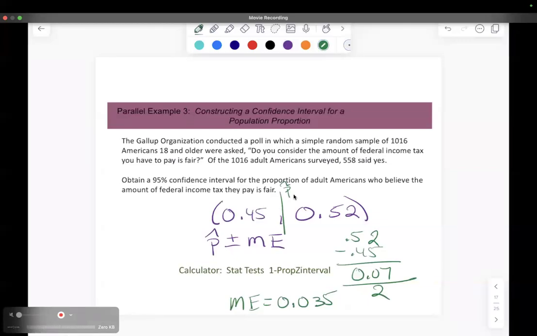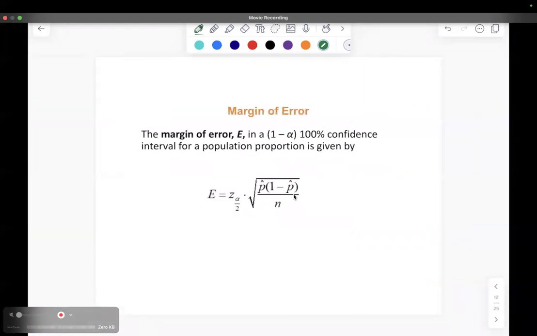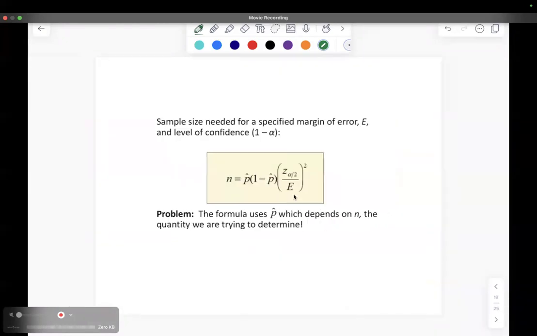Okay. Now we're going to work backwards. We have a margin of error. We want to know our sample size. That's the next thing we're going to do. I already got that. Okay. So the problem is that we need to have a p hat in our calculations. If we don't have a sample size, we don't have a p hat.